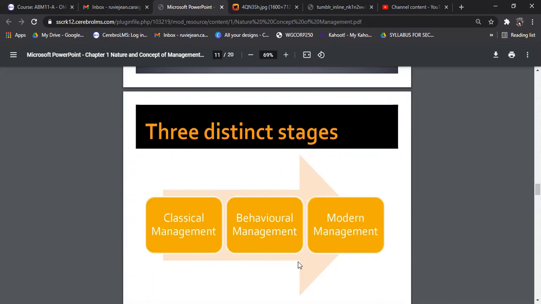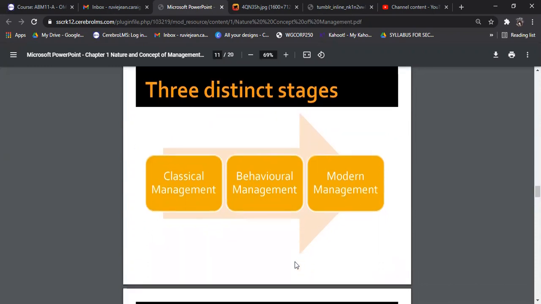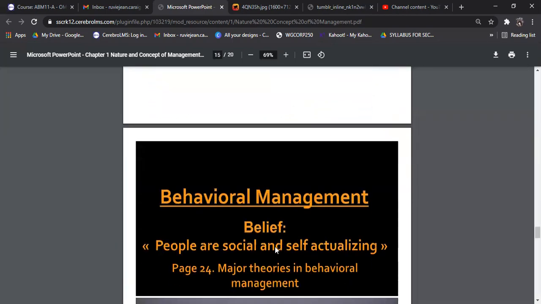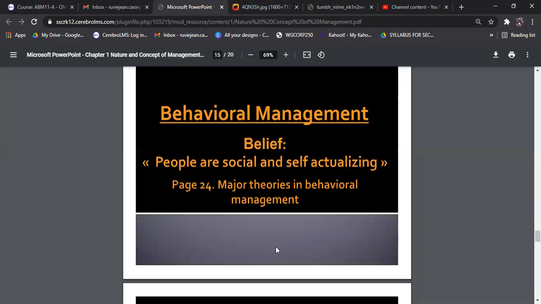If you guys would remember that under the classical management, the only drawback here is that the people are not given the opportunity, diba? That they are not given the opportunity to grow, to suggest in the organization, but rather they are just following instructions. But under the behavioral management, the belief here is that people are social and self-actualizing. So, yan yung paniniwala sa behavioral management.